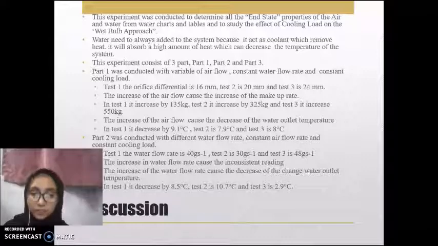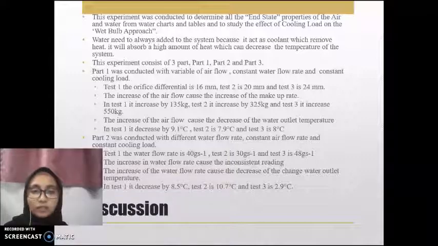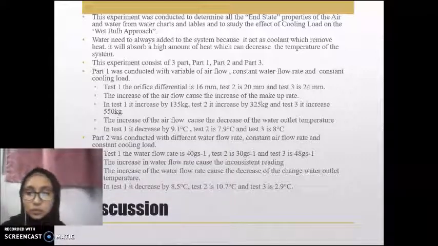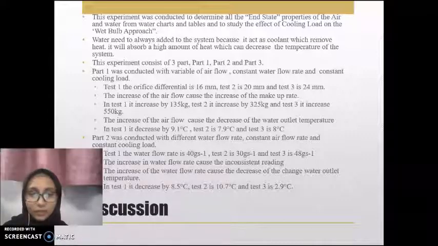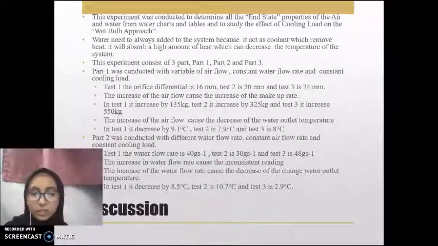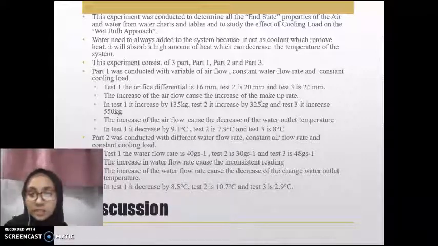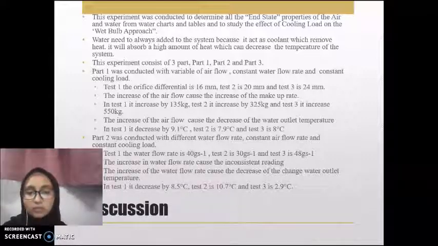This experiment consists of 3 parts, which are part 1, part 2, and part 3. Part 1 was conducted with a variable air flow, constant water flow rate, and constant cooling load. Test 1, the orifice differential is 16 mm, test 2 is 20 mm, and test 3 is 24 mm. From this experiment, we found out that the increase of the airflow caused the increase of the makeup rate. In test 1, it increased by 135 kg, in test 2, it increased by 325 kg, and in test 3, it increased by 550 kg. This is because the increase of the water flow rate caused the water to evaporate more quickly, so it caused the increase of the makeup rate.